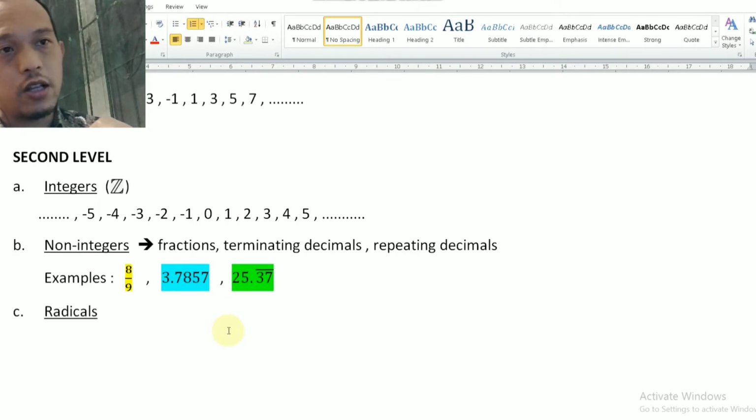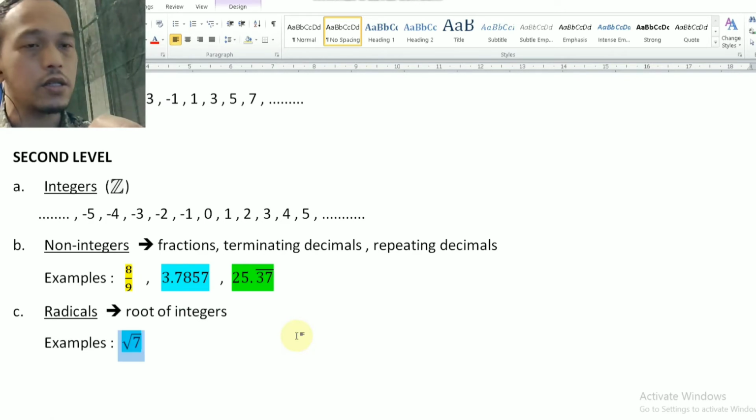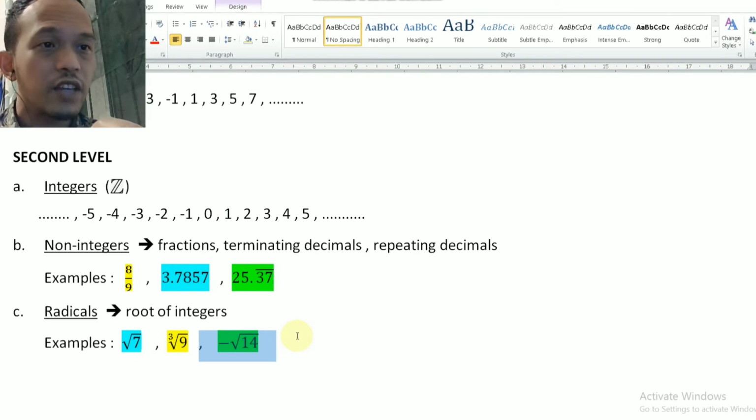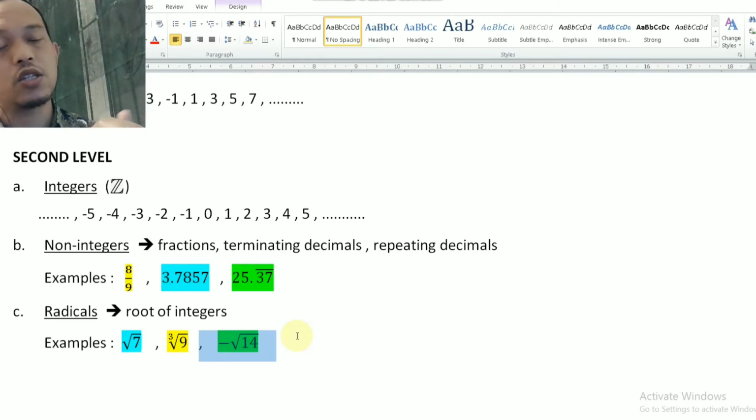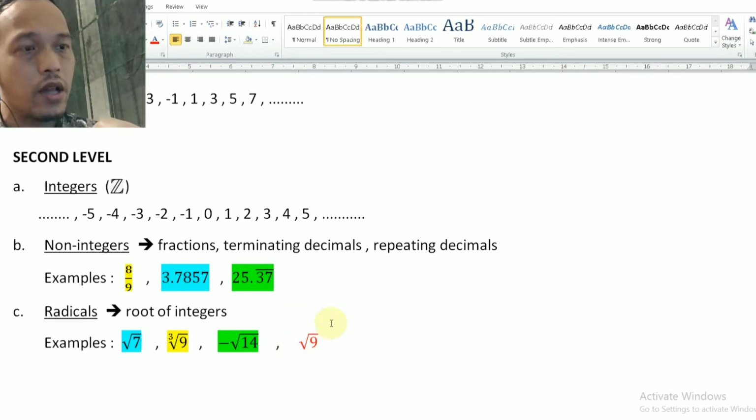The next one is radicals. Radicals are roots of integers. For example, square root of 7, cube root of 9, negative square root of 14. As long as the negative is outside the square root, not in the radicand, you have a radical. How about square root of 9? Since you can simplify square root of 9 into 3, which is an integer, it is not a radical.